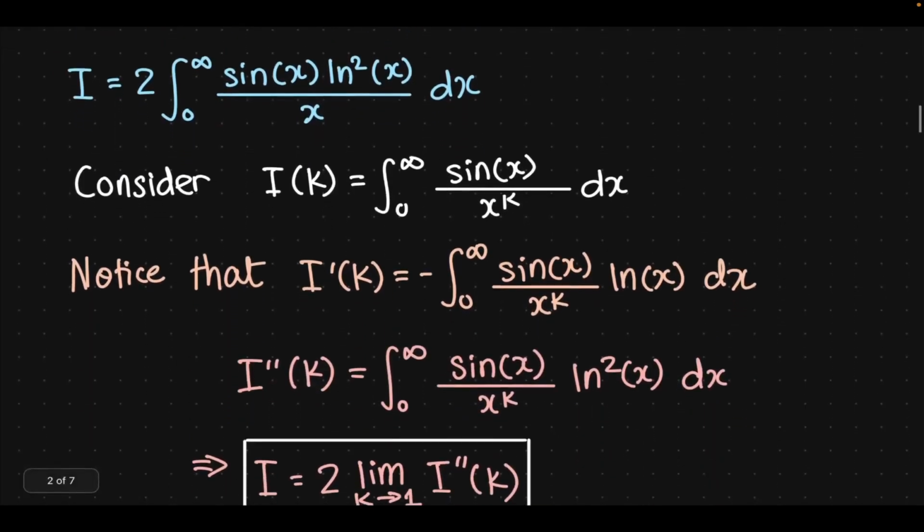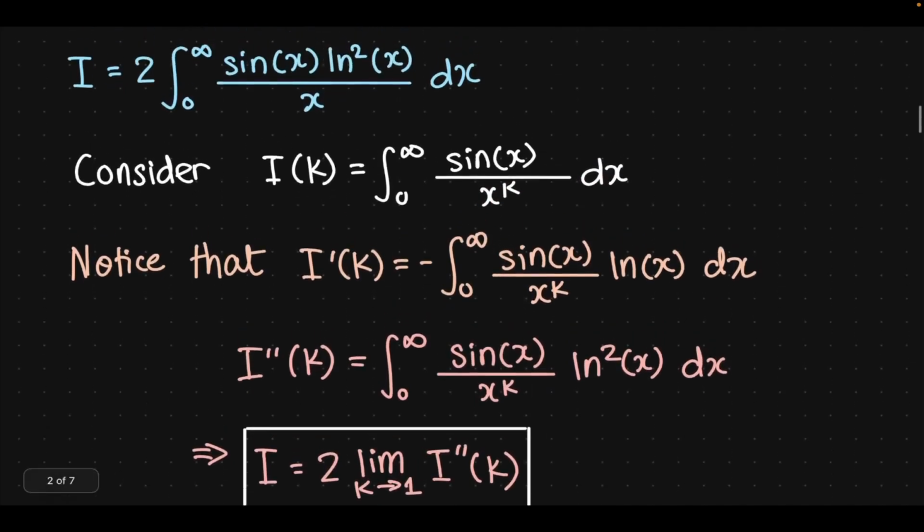So if we consider I of k, which is a general family, whenever you see a natural log and a polynomial in x, you might want to think of using this strategy of considering a general family and then differentiating, because if you differentiate an exponential function like x to the k with respect to k, you're going to get a natural log. That's why considering this family of integrals is a very good strategy in this case. The integral from 0 to infinity of sine of x over x to the k dx.